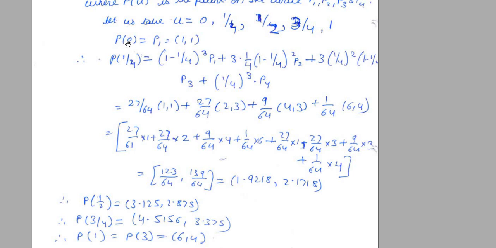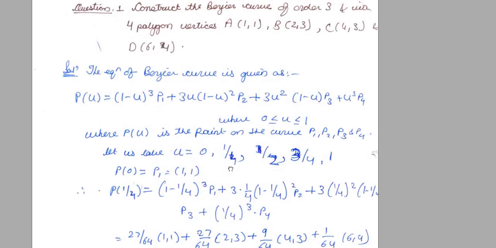P0 means what? Here I am putting the value of u as 0. So I am getting P1 equal to 1 comma 1. My dear student, try to understand, my first point is 1 comma 1. Always remember, whenever we are talking about any curve, my first point and last point will remain as they are, because my curve starts from the starting point and ends with the last point. So here my first point is 1 comma 1.